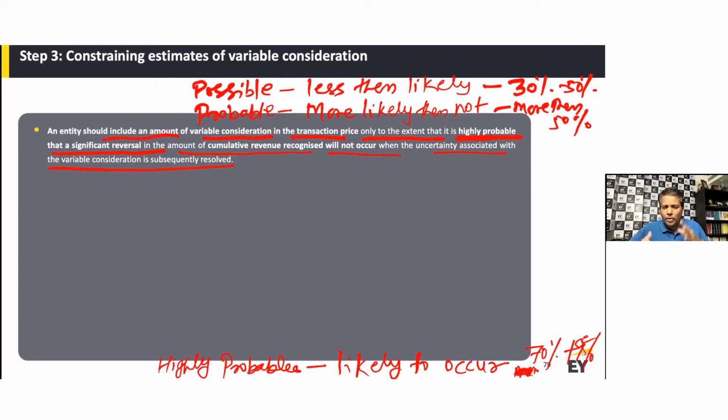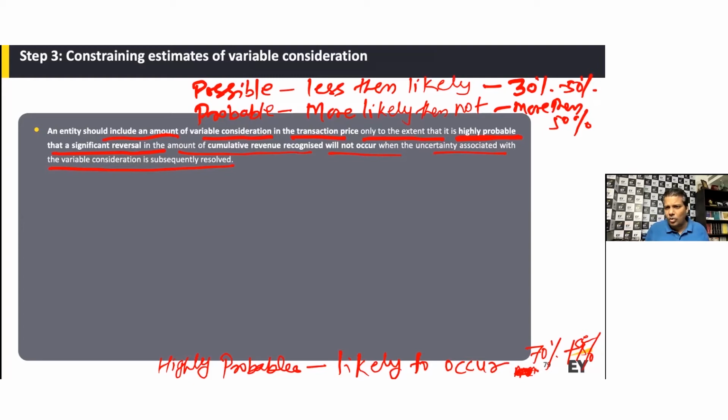So when you think about probability, when something is called remote, it is less than 25, 30%, or a 20% scenario. Possible means 30 to 50%. Probable means more than 50%. Highly probable means 70 to 90, 95% scenarios is what we are talking about. If it is virtually certain, that's more than 95%. If it is certain, that means 100%, so to say.